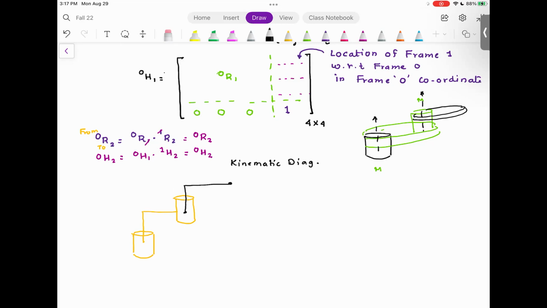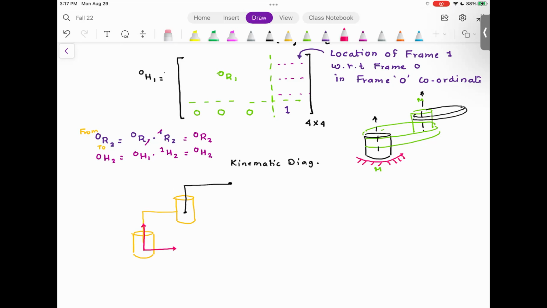Can you start with any of the joints being the first joint? No, you have to start with the joint which is attached to the inertial frame. The inertial frame is the fixed frame. So now let me start. This is going to be my frame 0, and this zeroth frame is the fixed frame.